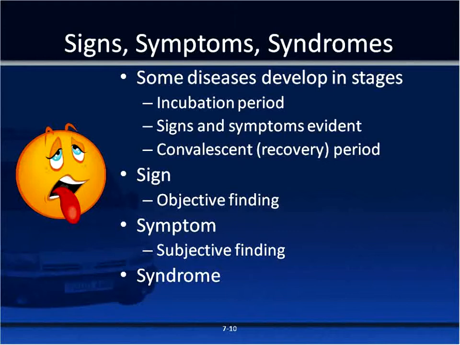Signs, symptoms, and syndromes. Some diseases develop in stages. For instance, a disease such as measles may have an incubation period, followed by a period during which signs and symptoms are evident, and the convalescent recovery period. Incubation period refers to the interval between the exposure to a disease-causing agent and the appearance of signs and symptoms.